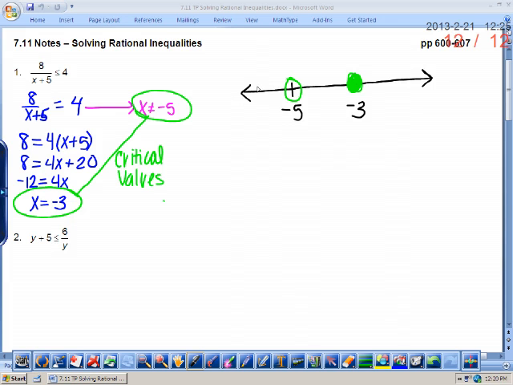What if we try negative 100? Okay? So we think of 8 over some big negative number, right? In this case, it's negative 95. Is that going to be less than 4? Yeah, because that's going to be a negative fraction, right? Which is less than 4. So this is a true part of the number line, which means we shade.